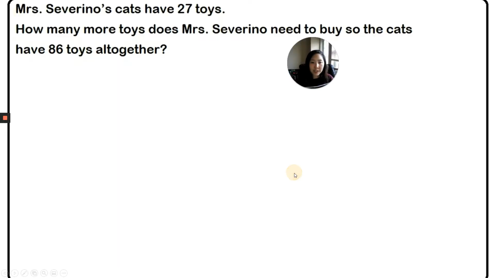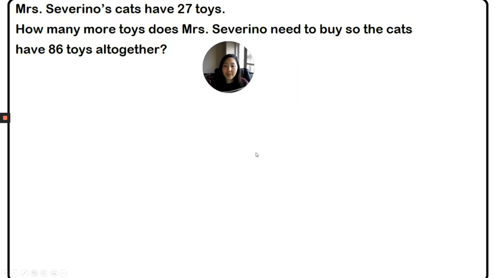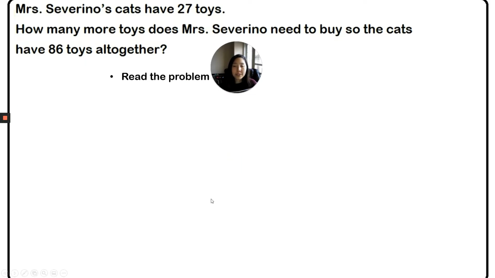We're going to hop right into our problem. So make sure you have CGI page 26 up and available so that you can box, circle, and underline with me. And the first step that we always do is read the problem. So Miss Severino's cats has 27 toys. How many more toys does Miss Severino need to buy so the cats have 86 toys altogether? So right now I want you to pause and reread the problem to yourself, then unpause and get back to me.